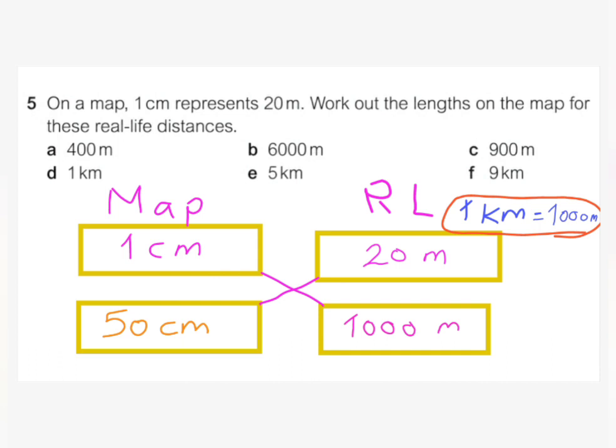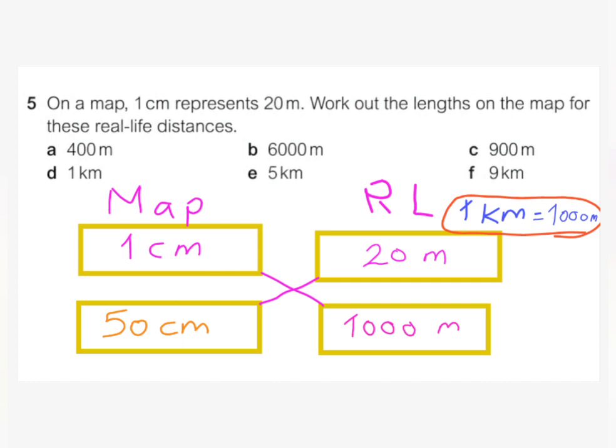You turn them into meters and then put them in the boxes of the X method and then multiply the ones connected with a line and divide by the other one. 5 kilometers will be 5000 meters. 9 kilometers will be 9000 meters. And this is how you answer a question like this.